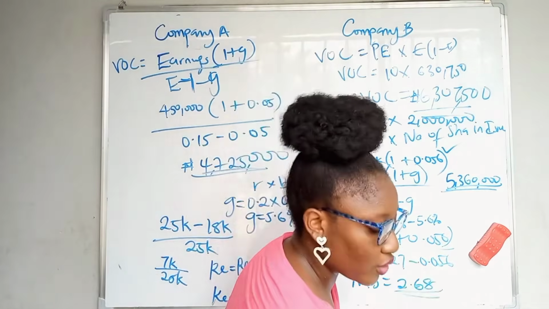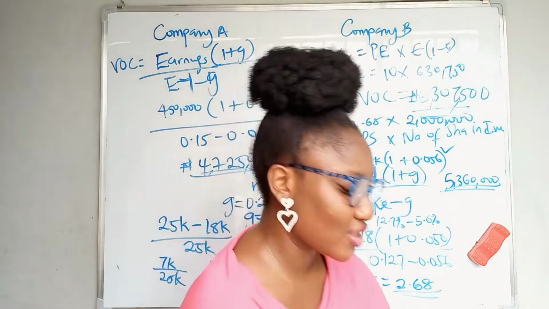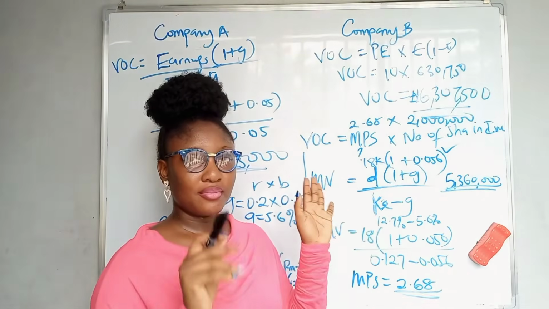Does it make sense? If you have any questions, please leave it in the comment section. So I think that's enough for the income based method.